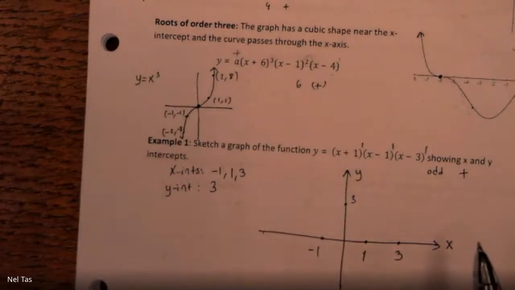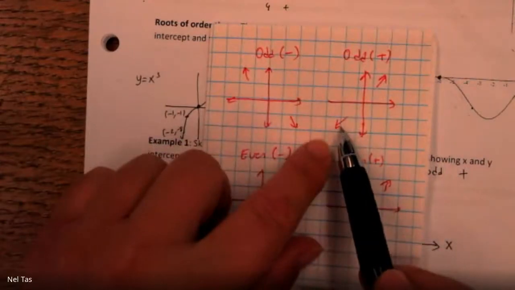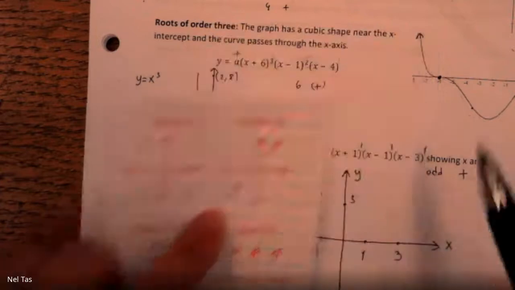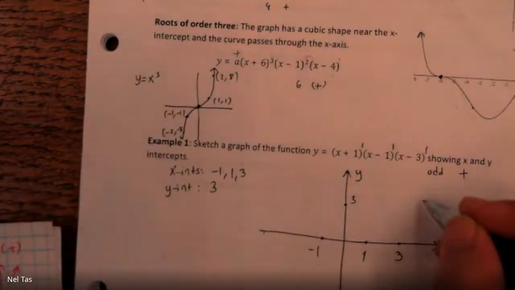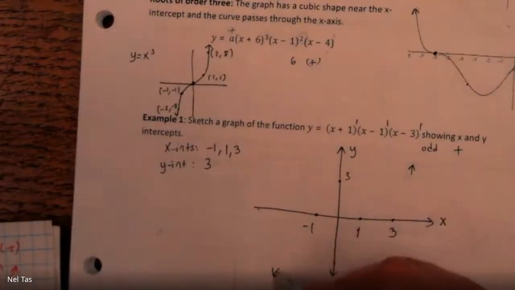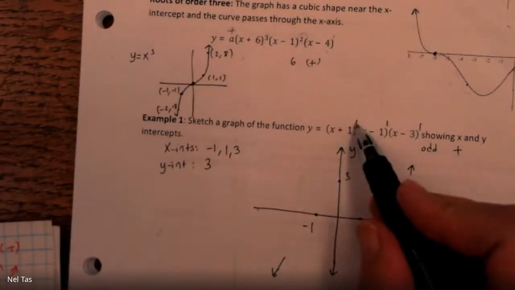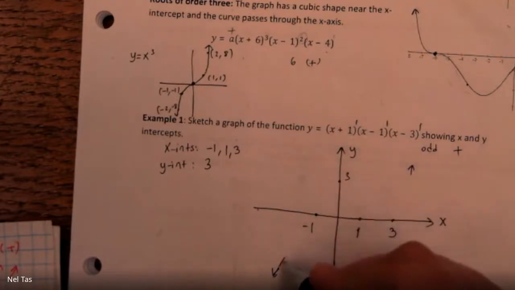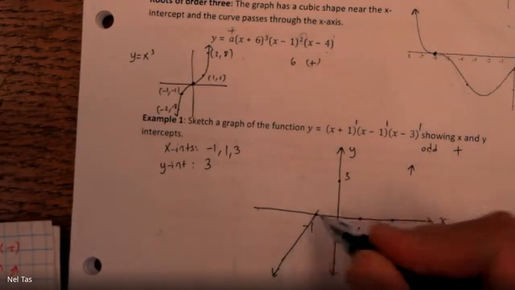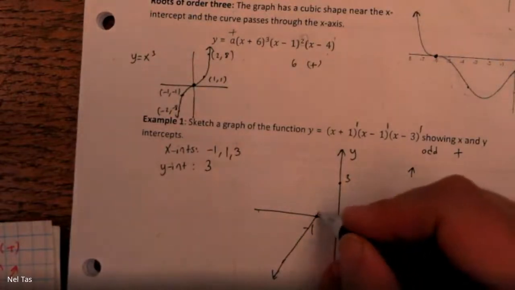Okay. So then you remember this. Odd function with positive leading coefficient. It starts from quadrant 3, goes to quadrant 1. Okay. And then we reach the first x-intercept, check the order. Oh, order is 1. So I'm just going to do a linear behavior. Okay, here. Then I need to pass through the y-intercept.